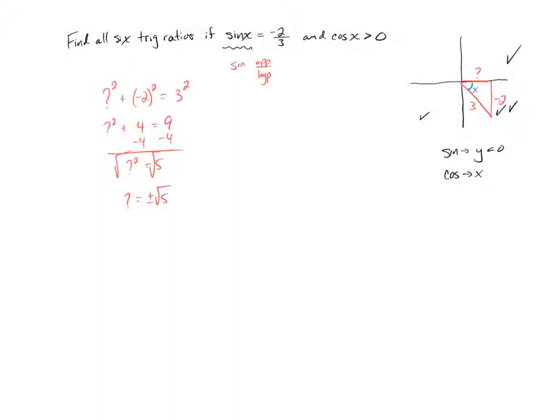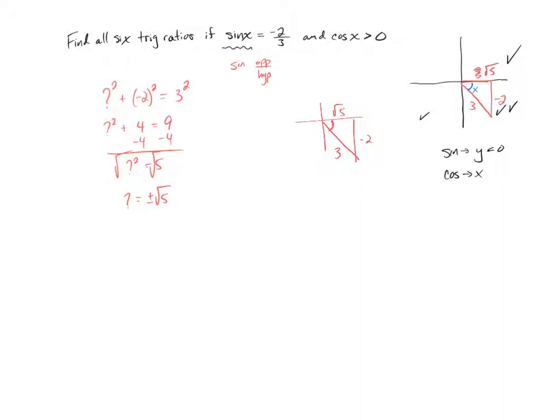And we don't have to guess because we can see that it's over here on the right side. So if you're going over to the right on the x-axis, it's got to be positive. So I'm going to scratch out our question mark there and put a positive root 5 there. So our triangle kind of looks like this, where we've got a 3 here, a negative 2 here, and a positive root 5 there.